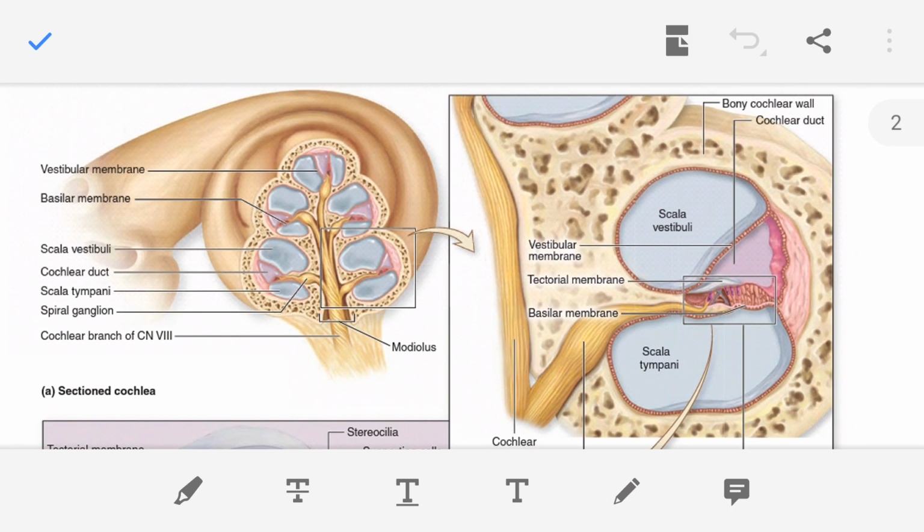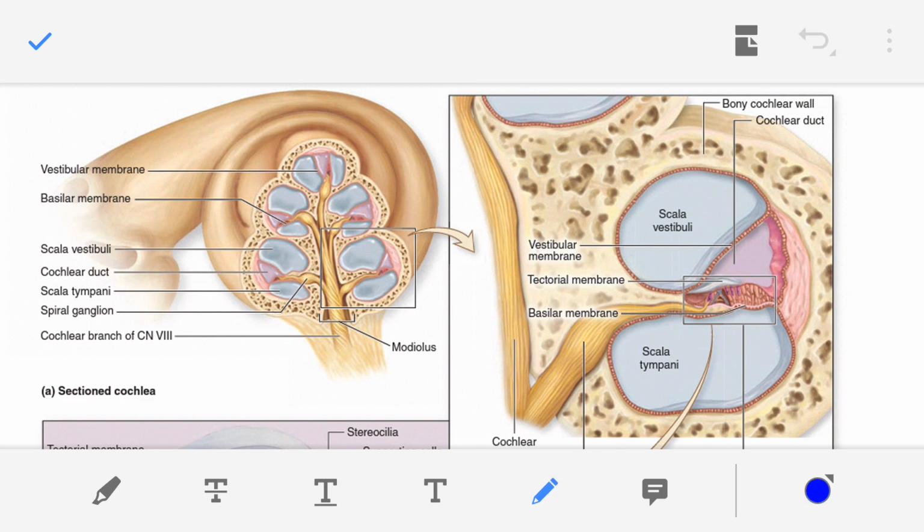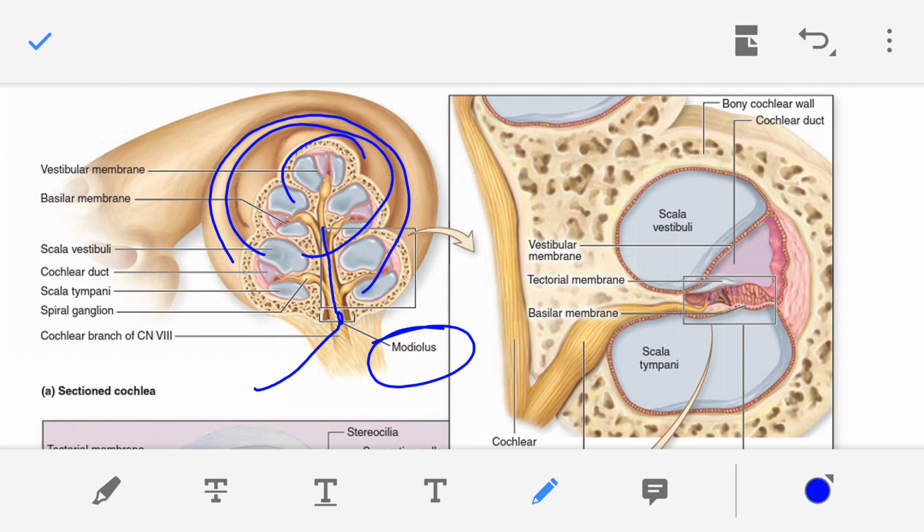So in the figure, this is the modiolus, and around this modiolus you can see the chamber of the cochlea wraps. In the center you can see the modiolus, and around the modiolus the chamber of the cochlea wraps.